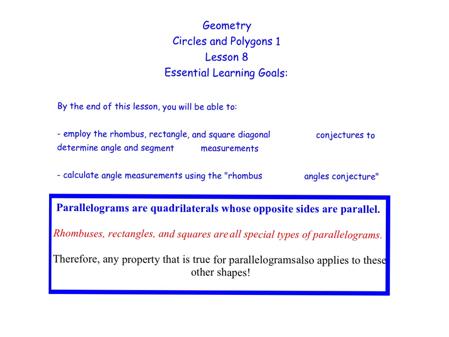Just a reminder, in this rectangular space down here, parallelograms are quadrilaterals whose opposite sides are parallel. We've talked about that on a number of occasions. Rhombuses, rectangles, and squares are all specific types of parallelograms. Therefore, any property that's true for parallelograms also applies to these other shapes. Let's go ahead and get started with our notes.